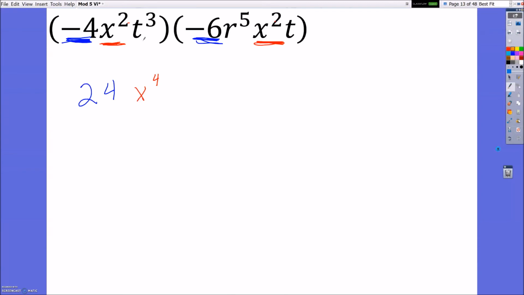My next step is I have t to the third and t to the first power. That means I have t to the fourth. So I've used my 4, I used the x's, I used the t, I used this 6, I used this x, I used this t. The only thing I have left over now is r to the 5th power. I have nothing to combine that with, so I just write r to the 5th power.